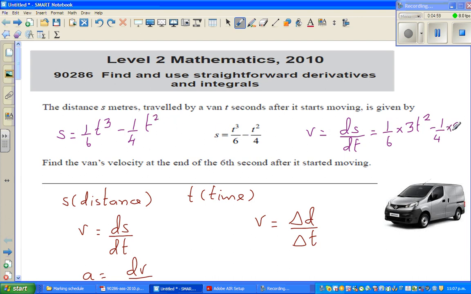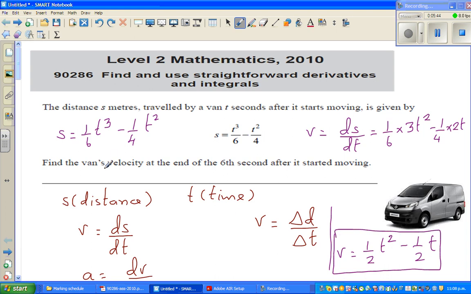I hope you understand the differentiation of power: drop the power down and decrease the power by 1. So 3 comes down, and then you decrease this power by 1, which is 2. And when you differentiate t squared, you get 2t. So when you simplify this, 1/6 times 3 is half t squared, minus half t. So velocity as a function of time is this.